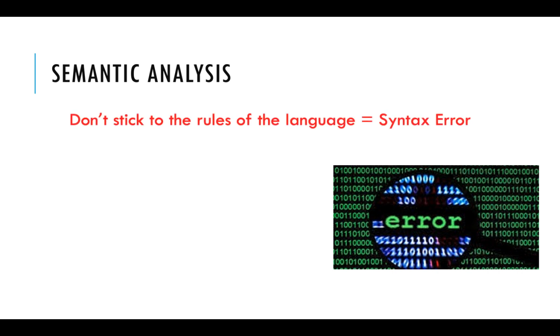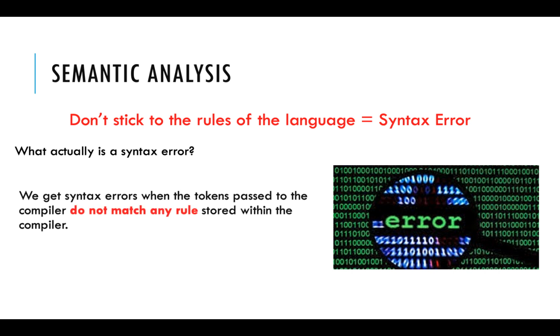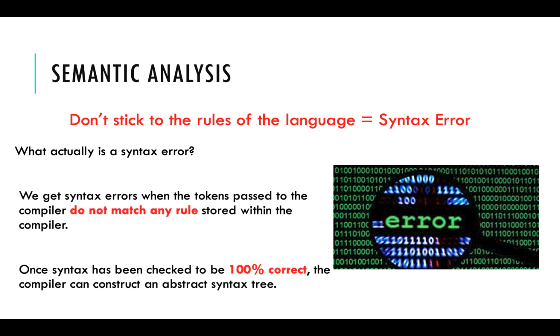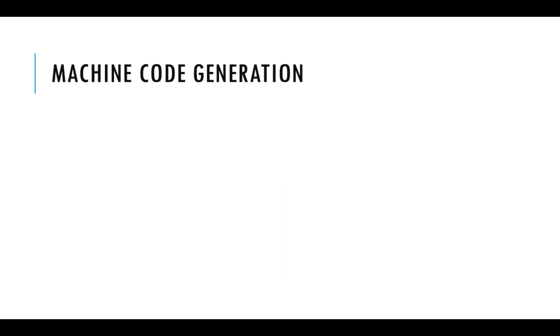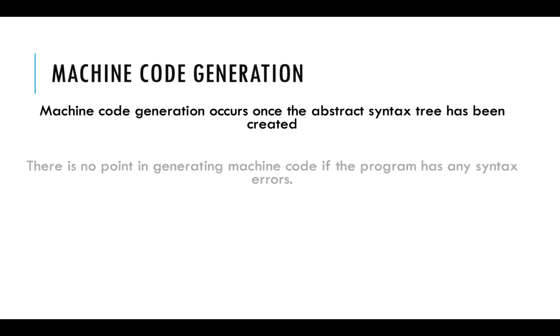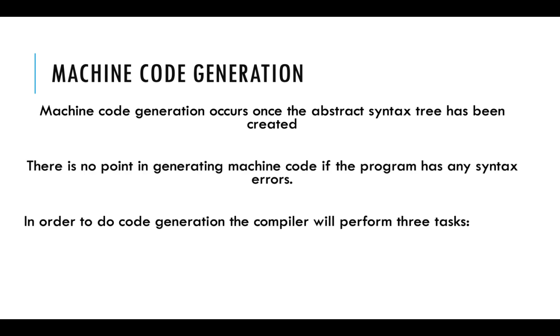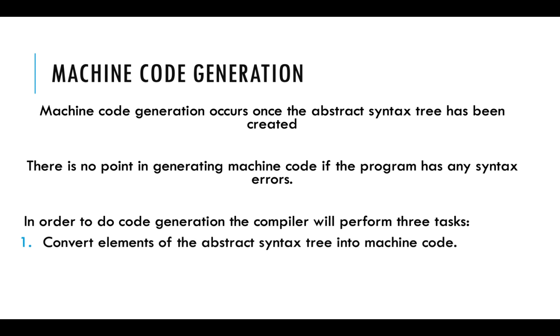We get syntax errors when the tokens passed to the compiler don't match the rules stored within the compiler. Once the syntax has been checked to be 100% correct, then the compiler can construct an abstract syntax tree. And this is what an abstract syntax tree looks like. It looks like a binary tree structure that you might have looked at during your data structures chapter. So how do we convert this into machine code? Well, once the abstract syntax tree has been created, in the machine code generation stage, we look at each node on the tree and then we convert the elements into machine code.